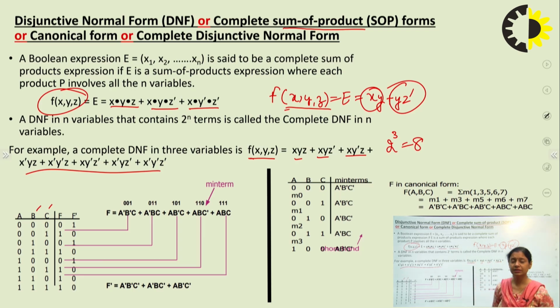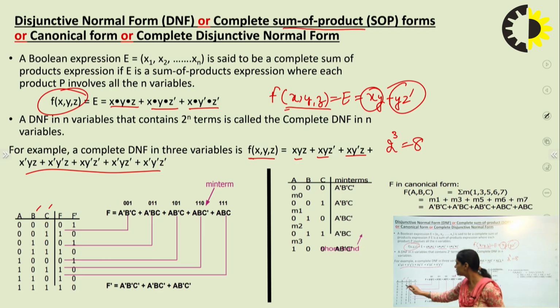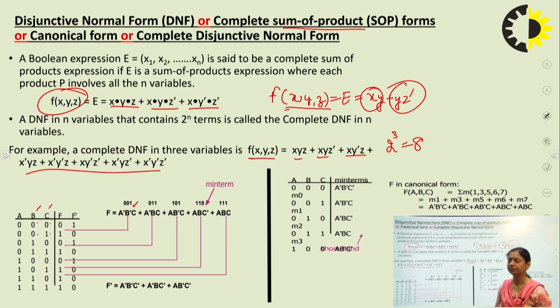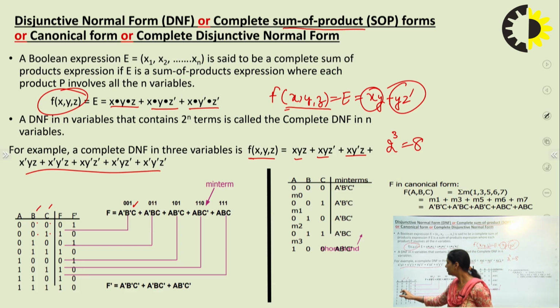How do we represent each one of them? This 0, 0, 0 is A complement, B complement, C complement, because wherever the value of a variable is 0, in that case we consider its complement. This would be written as A complement, B complement, C, that is this 0, 0, 1. Then A complement, B, C complement, and so on.